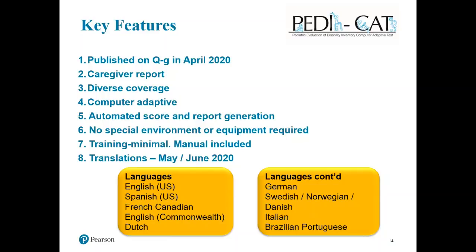Now, most of these languages will be available through our different countries. We have offices in many different countries throughout the world, so most of these will be available in those respective offices. The only anomaly is that the Italian will be available through our UK office because we don't have an office in Italy, and the Brazilian Portuguese will be available through our US office because although we have an office in Brazil, they don't have QGlobal. So in order to enable people to access it through the QGlobal platform, we're making it available through those different offices. What I should say is when you purchase PEDI-CAT, you will get access to all the different language options.